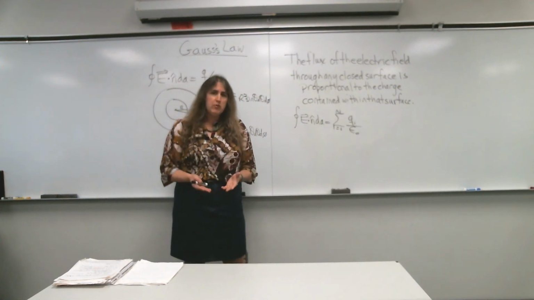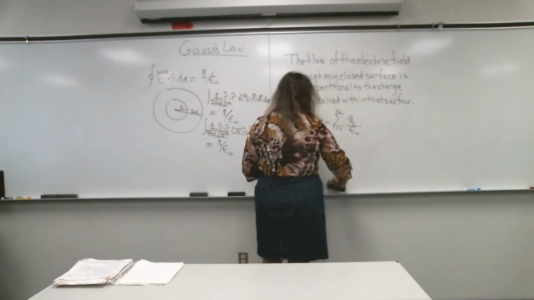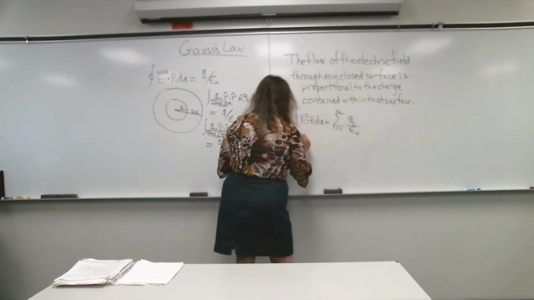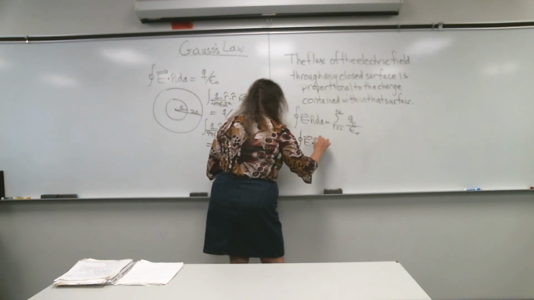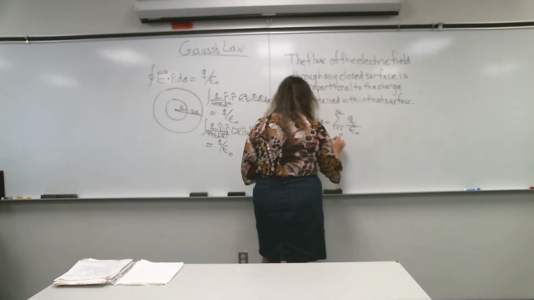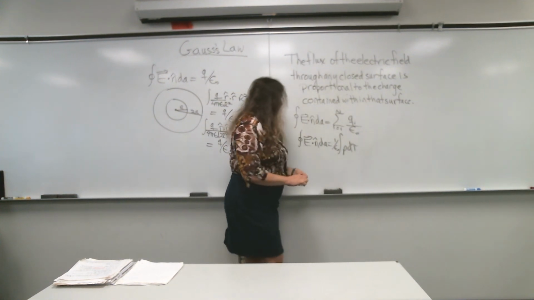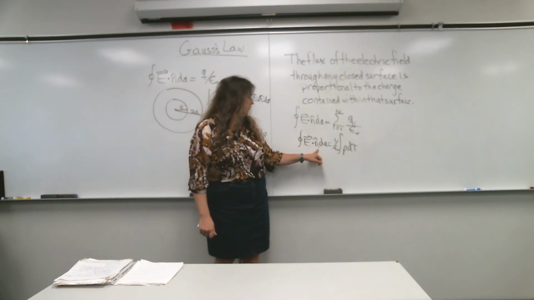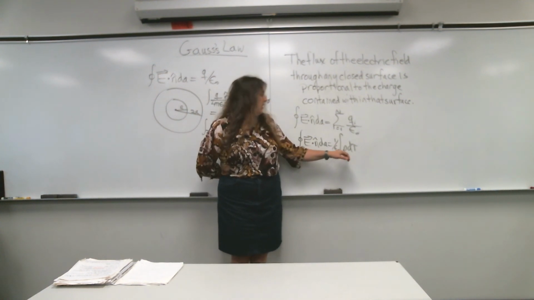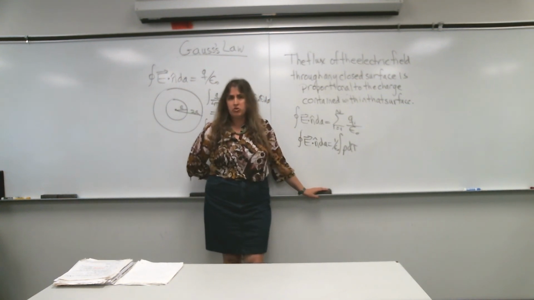If I have a continuum of charge, I can write this as a volume integral. So the surface integral of my electric field dotted with the normal is equal to 1 over epsilon naught times the volume integral of the volume charge density.